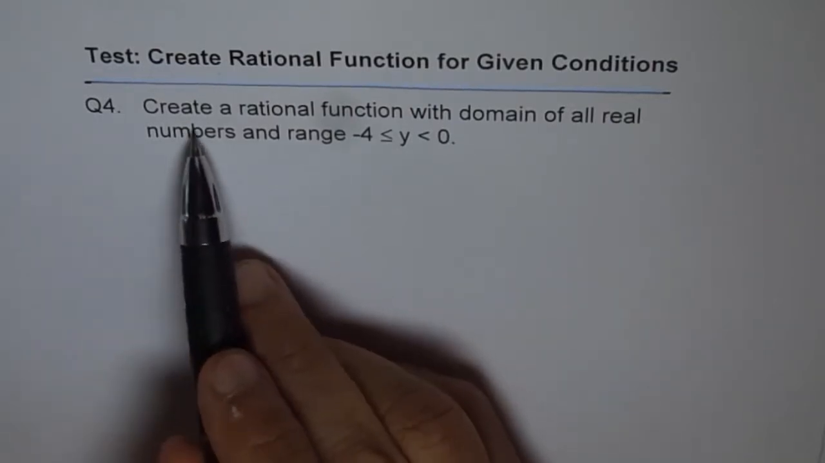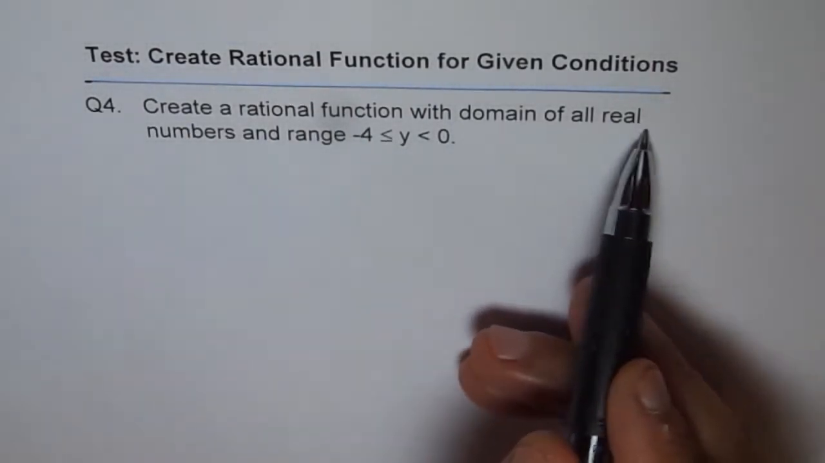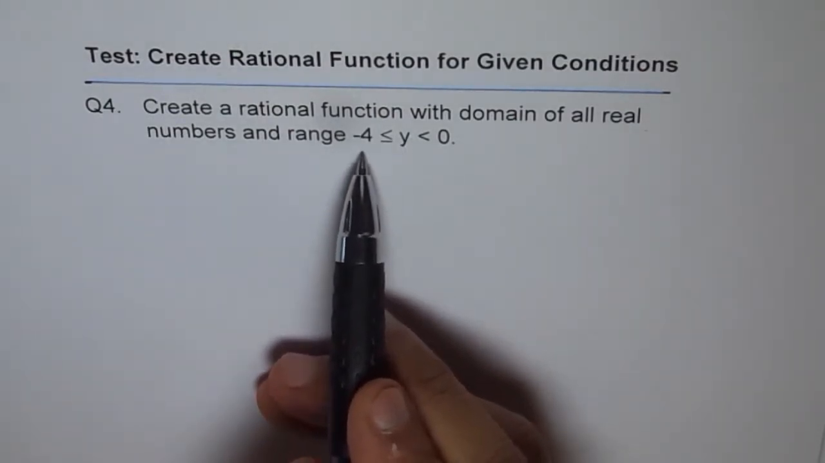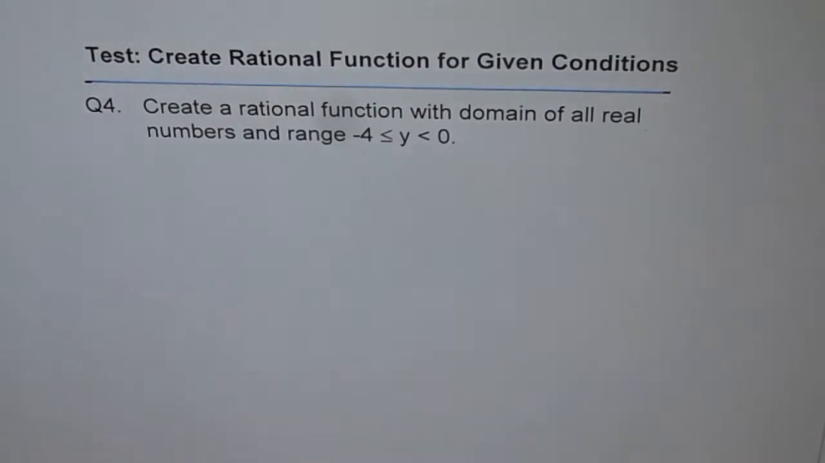Now it says create a rational function with domain of all real numbers and a restricted range where y is greater than or equal to -4 and less than 0. So that is a very different question.